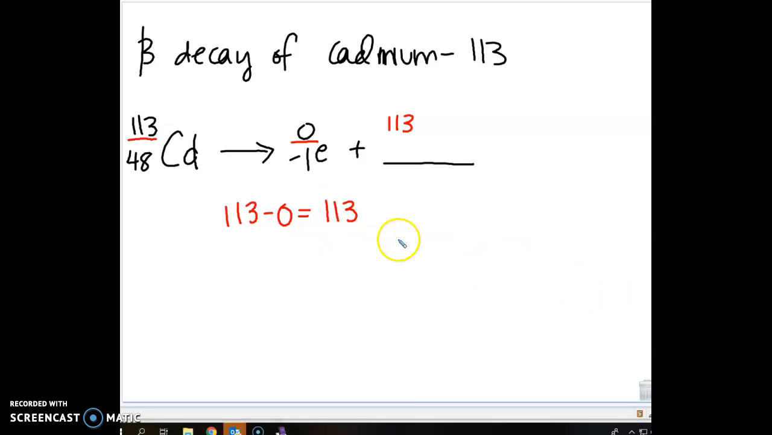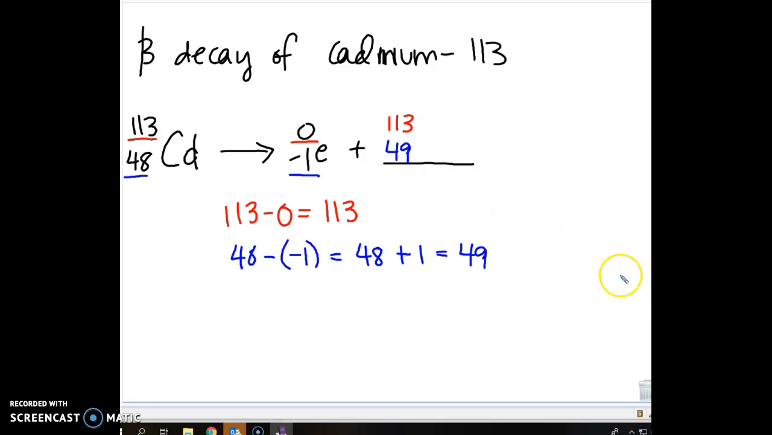Now when I look at my atomic number, I have 48 here and negative 1 here. So when I say 48 minus a negative 1, that actually becomes 48 plus 1, which gives me 49. Okay, so you've really got to pay attention to that, because you are subtracting 48 minus a negative 1. And when we subtract a negative number, it becomes positive. So my atomic number is going to be 49, and I go and look at my periodic table, and I see that that is indium.